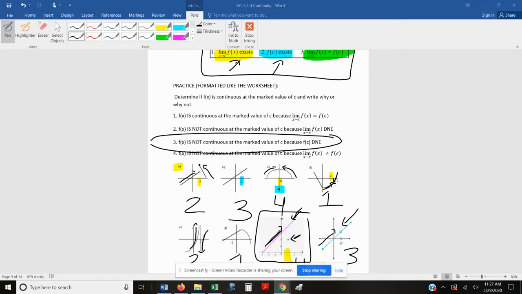All right, great job. Hopefully that is going to help you with the worksheet because the formatting is exactly the same.